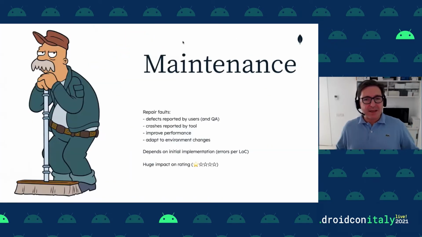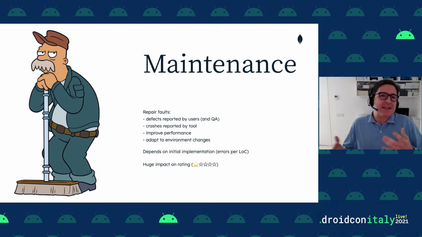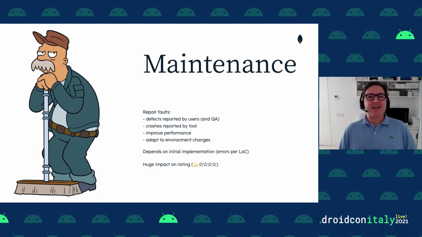And in the case of maintenance, which is one of the two things that we consider software changes. When we talk about maintenance, it's probably the less sexy of the changes that we introduce in our software. We're mostly repairing the things that we did wrong. Defects that have been reported by the users who are using the application, or maybe even the QA.